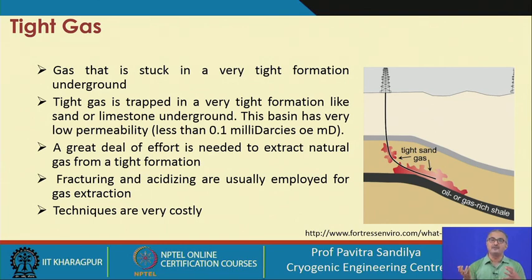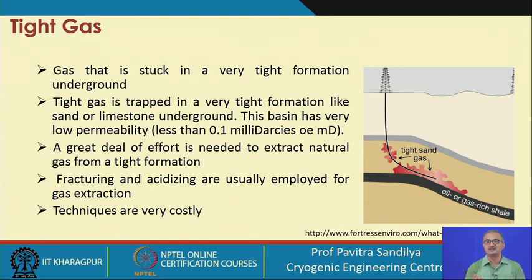In that way we can say that we have porous material and non-porous material. Porous material has high permeability, whereas non-porous material has very low or zero permeability. So when I say tight gas, it means that the rock formation has very low porosity, and that is how it has very low permeability. In such formations, some of these gases are formed.